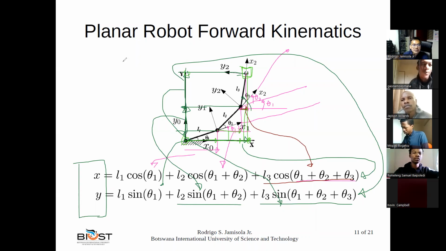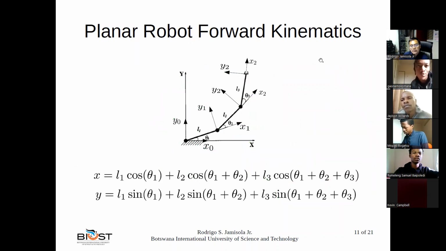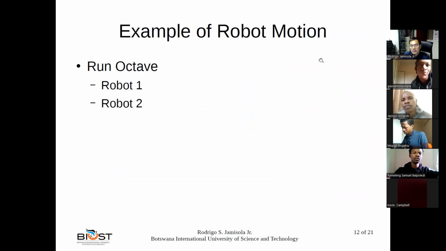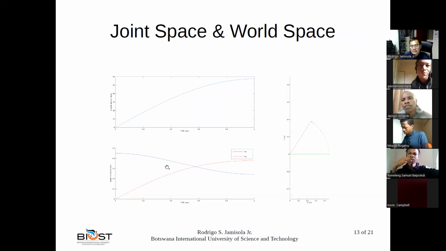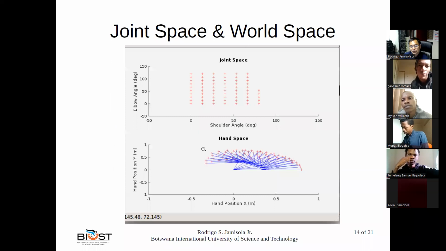Okay, no more questions. So I guess this is well understood. And then we move on. This was the example that we did, and this is how they are being plotted for the 1 degree of freedom robot. And for the 2 degrees of freedom, we just incrementally change the joint angle.